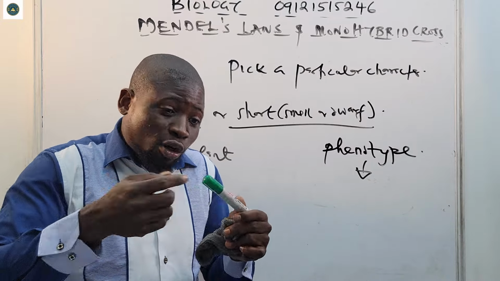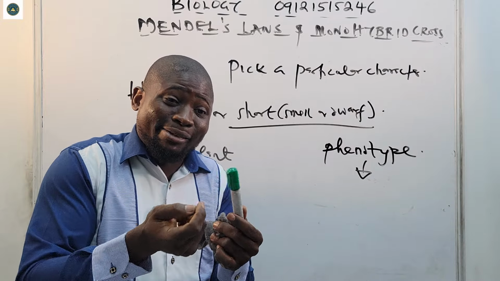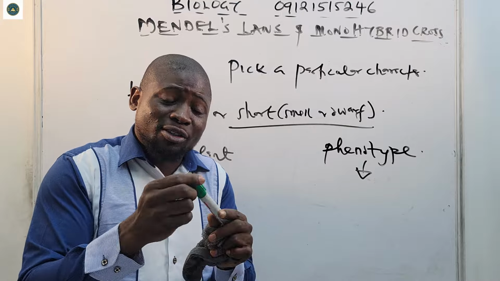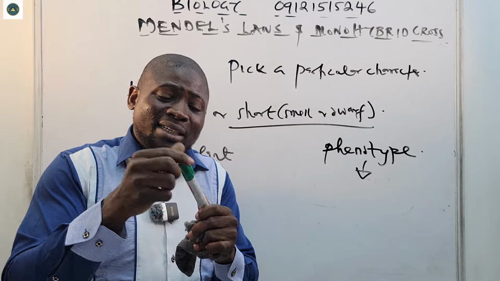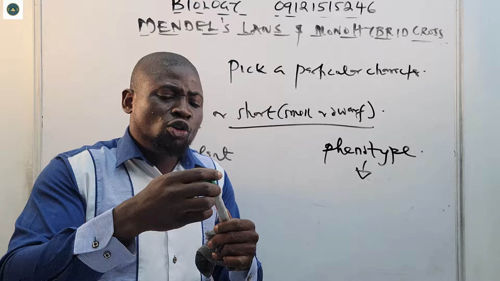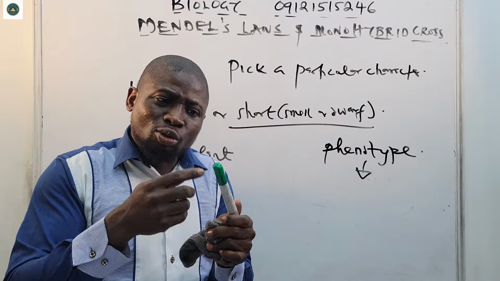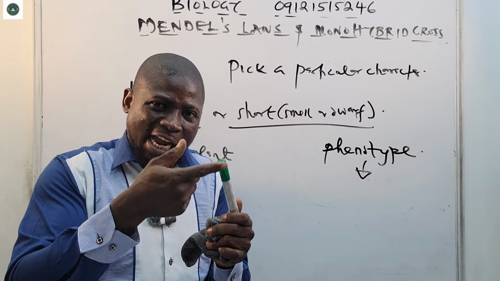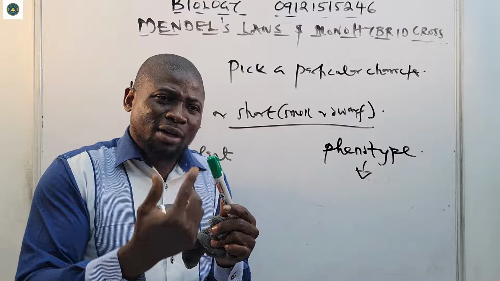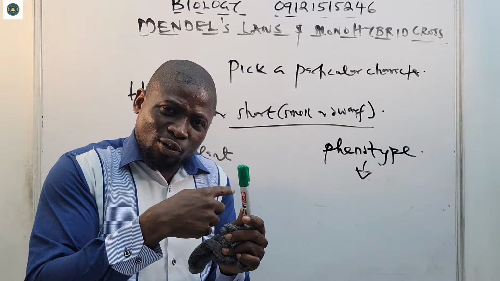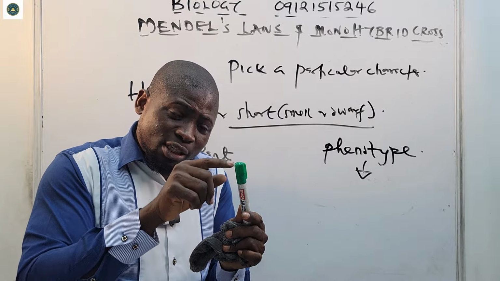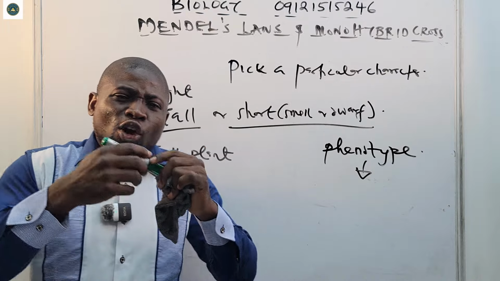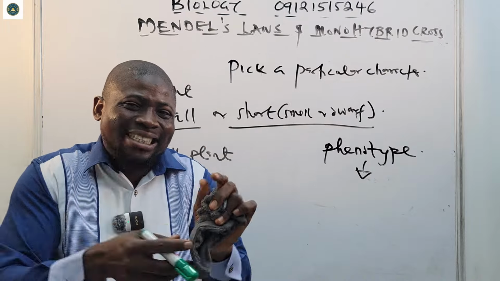So we do not know the genotype. You may not know the chemicals that we used to make these colors or that made this thing become green like this. But you can see it with your eye. This is the phenotype, the one you can see. You know that behind it there may be some things, but what you are seeing is the phenotype. They are the observable physical characteristics that you can see.